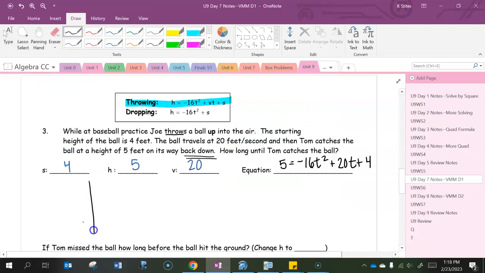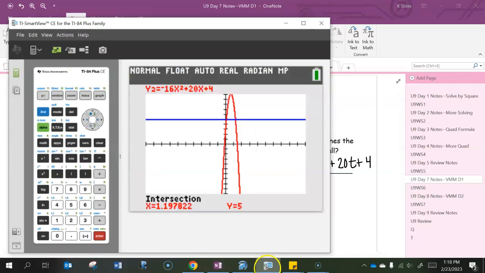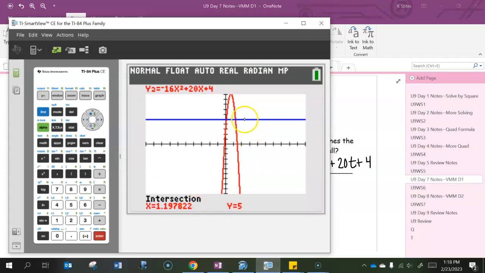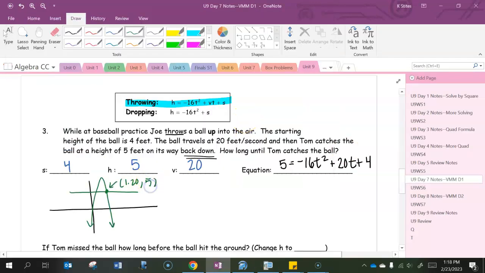All right, I'm just going to draw this picture real quick. Again, we're not hitting the x-axis this time because it was being caught up at 5. So that's 1.20, and again, it's at 5. So that's 1.20 seconds.